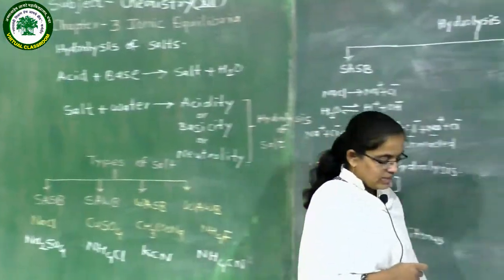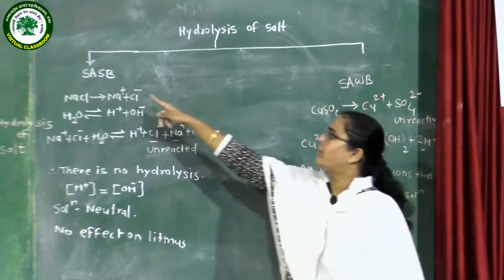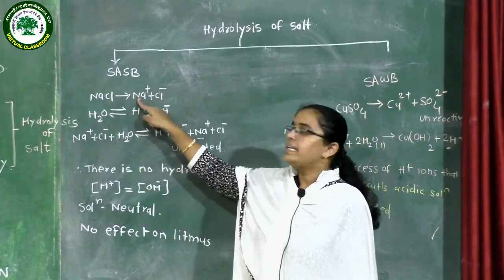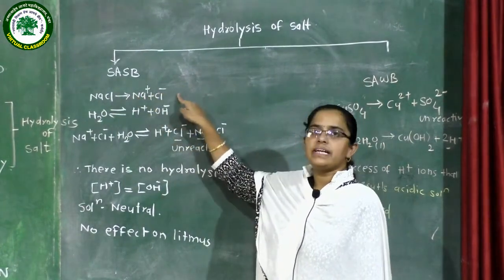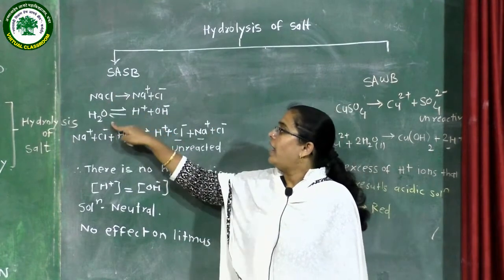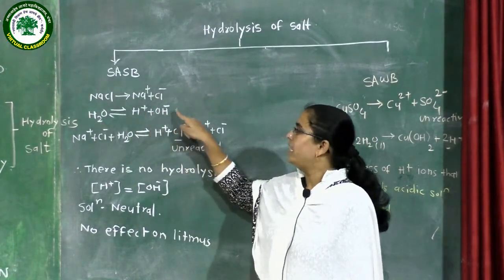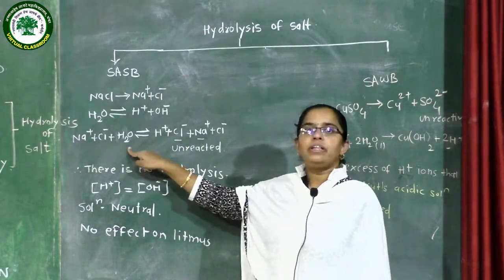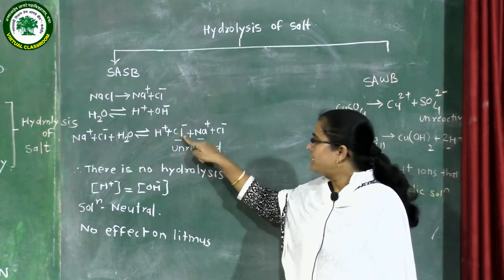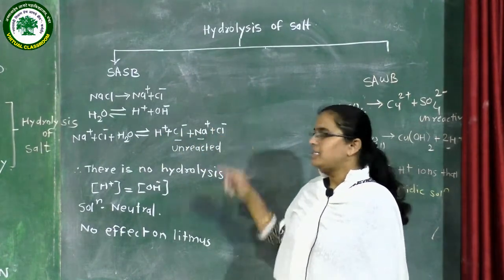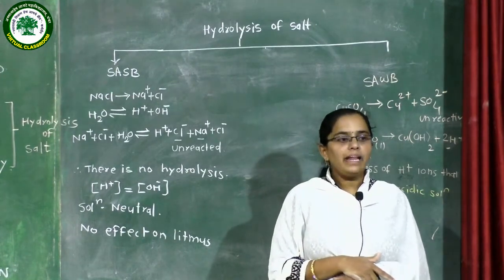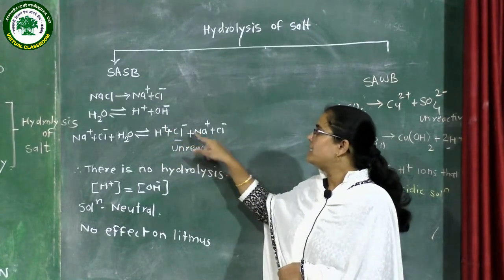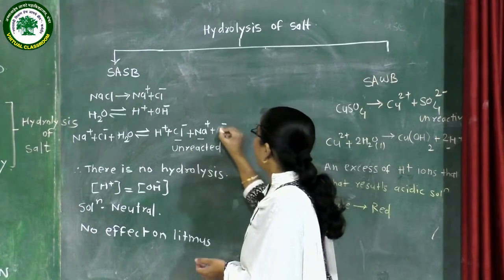Next is hydrolysis of salts. Let us see how salts undergo hydrolysis. First is a salt of strong acid and strong base, for example NaCl. NaCl undergoes dissociation to produce Na plus and Cl minus. Here, water H2O produces H plus and OH minus. Now ions of salt, that is Na plus and Cl minus, react with water to form H plus, Cl minus, Na plus and OH minus. Possible products are HCl and NaOH, but these products are not formed in the reaction. Products are H plus, Cl minus, Na plus and OH minus.